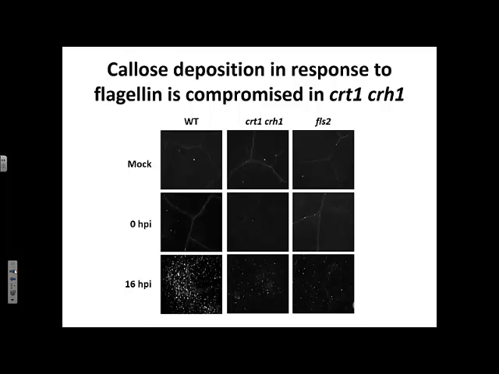We also analyzed callose deposition in response to flagellin. Here's a wild type, callose being deposited 16 hours after infection. This is aniline blue staining. So you're actually looking at callose that's modifying the cell wall, fortifying the cell wall so that the pathogen will have a hard time coming in. So here we have callose being deposited in a wild type. fls2 doesn't have such a response, and the double knockout actually shows a pattern closer to fls2.